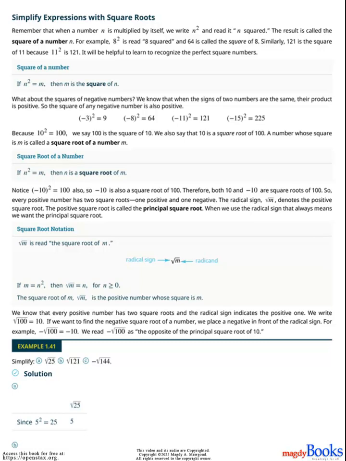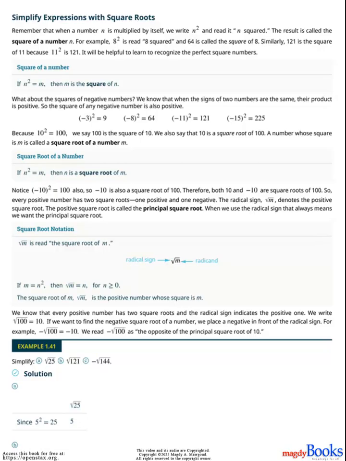If we want to find the negative of the square root of a number, we place a negative in front of the radical sign. For example, the negative square root of 100 equals -10. We read the negative square root of 100 as the opposite of the principal square root of 100.